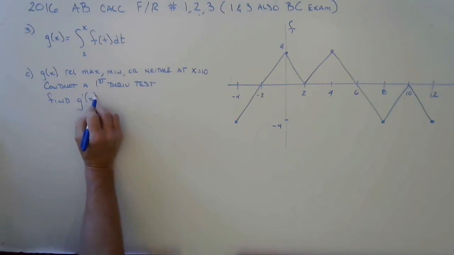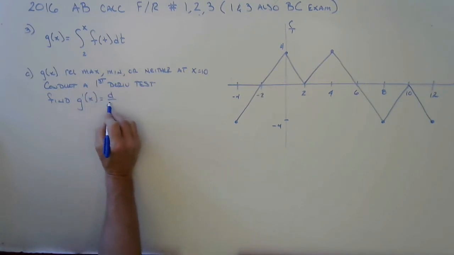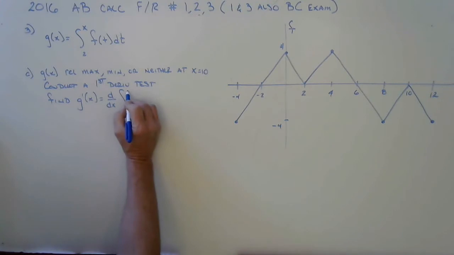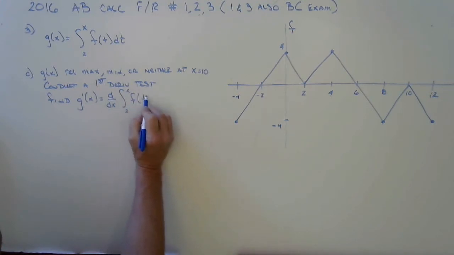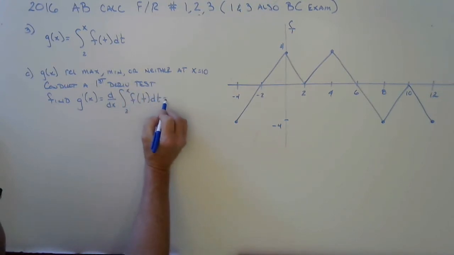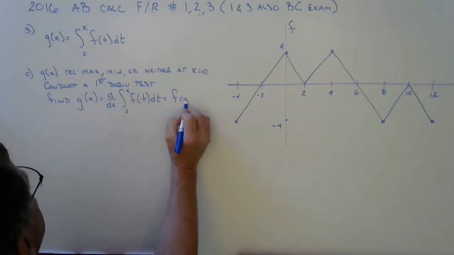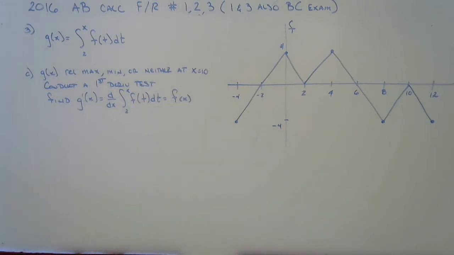We know g prime of x is the derivative of this function. That's the fundamental theorem of calculus part 1. We know that's f of x. All right, we know how to take the derivative of that. It's f of x. If you don't remember that, go back and review the fundamental theorem of calculus part 1.